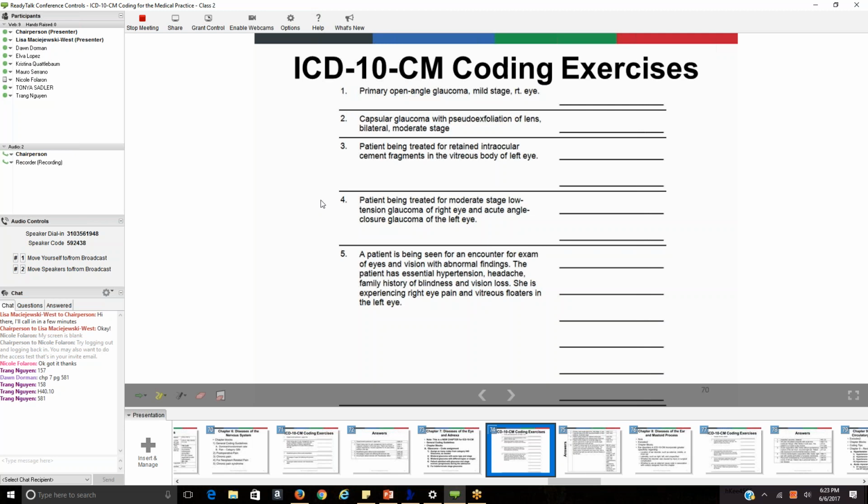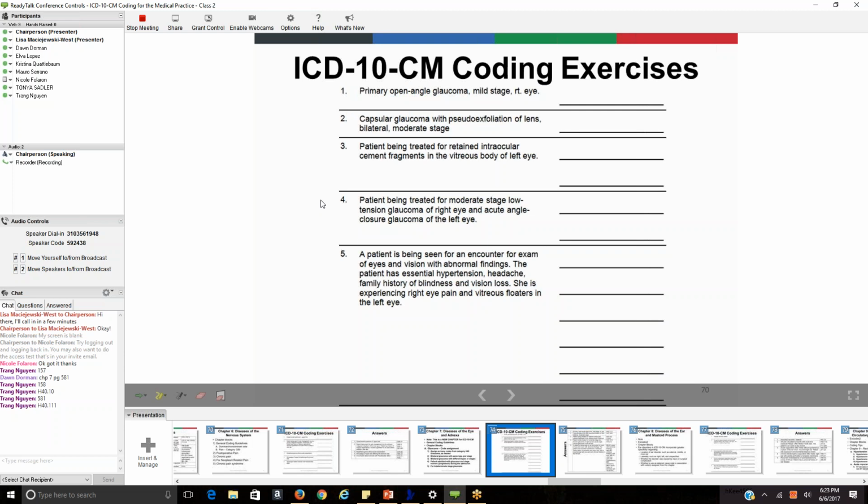Here we go, page 581 is primary open angle glaucoma, and this is going to be a mild stage in the right eye. So we're going to be looking for primary open angle glaucoma, right eye is H40.111, and then we have to go to the 7th digit. You see how that 7th digit is there? Next to the H40.111, there's a checkbox that says check 7. And what is the 7th digit?